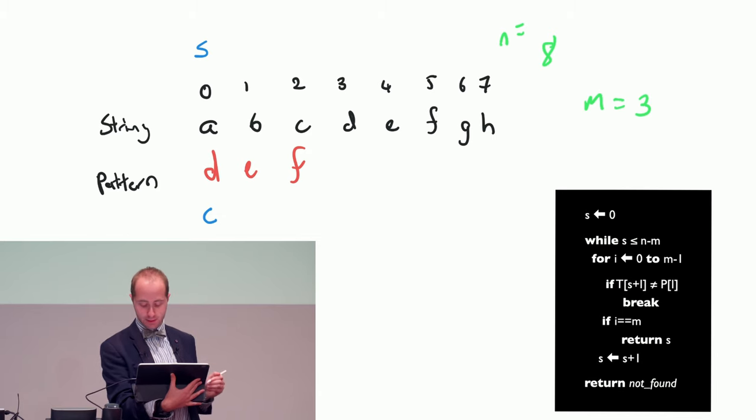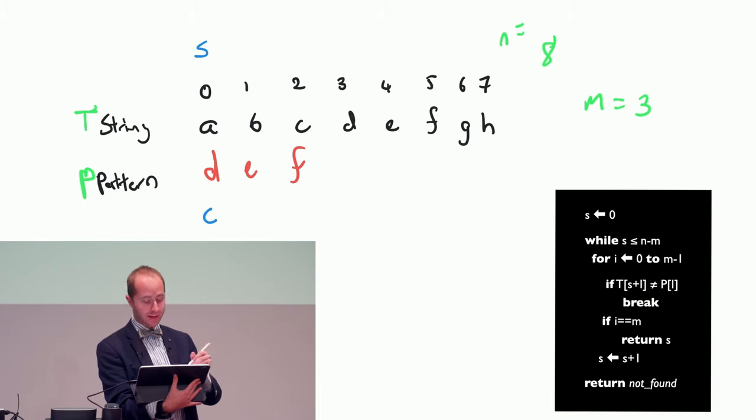Check each letter against the letter in S. If S plus I does not equal P of I, our pattern, we'll annotate this better. That'll be our string, and this will be our pattern. If they don't match, break and increment S. If they do match, keep moving them along. So let's try this out.